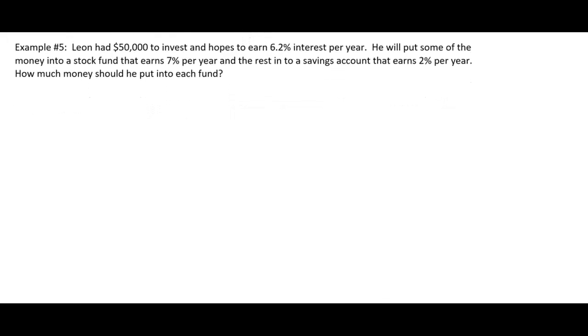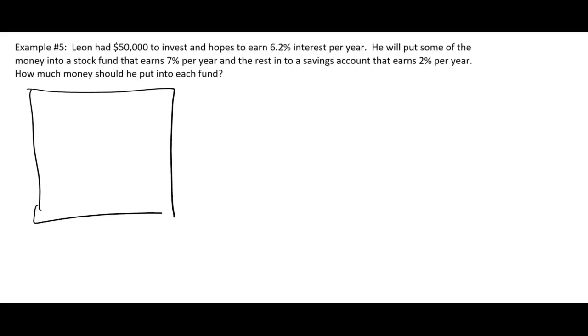So Leon had $50,000 to invest and hopes to earn 6.2% interest per year. He'll put some of the money into a stock fund that earns 7% per year and the rest into a savings account that earns 2% per year. How much money should he put into each fund? So I'm going to make that chart again, the table, 4 by 4.